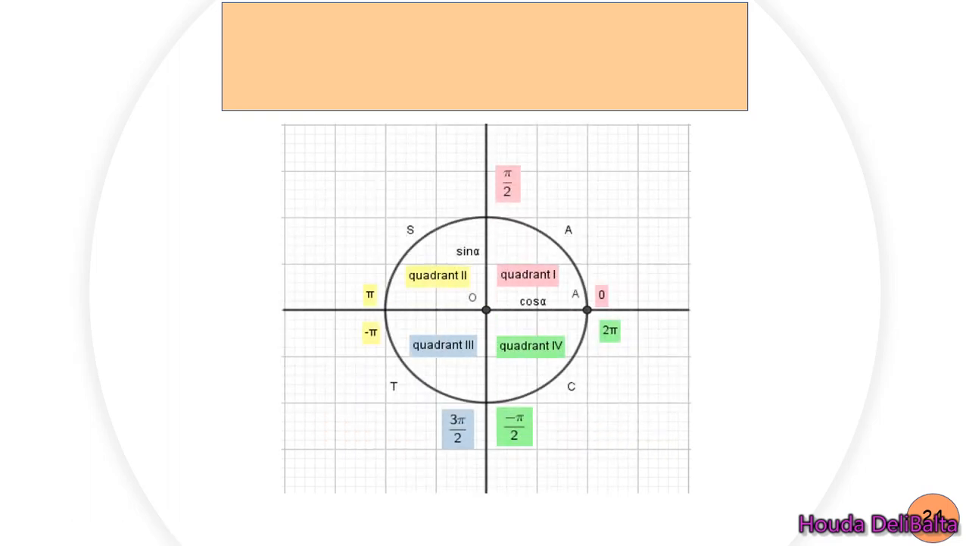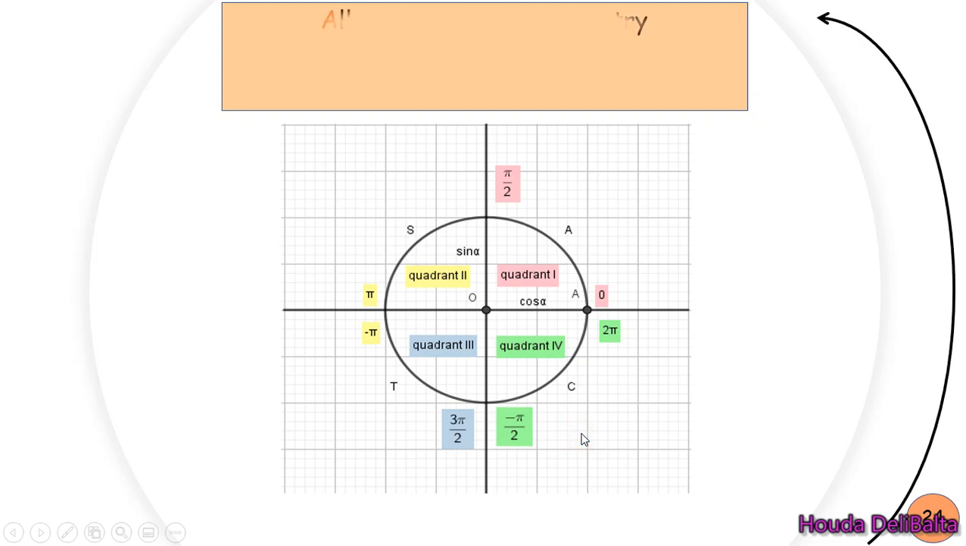Here is to sum up. Here is the trigonometric circle divided into quadrants 1, 2, 3, and 4. And here is the representation of cosine alpha along the x-axis and the sine alpha along the y-axis. Here is a very important sentence that you have to keep in mind: All Students Take Chemistry. What does that sentence have to do with the trigonometric circle?